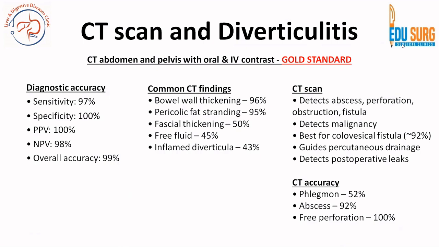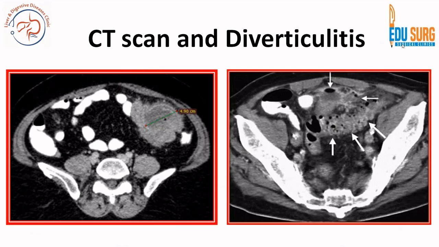As far as complications are concerned, the accuracy of CT is 100% for a perforation, 92% for an abscess, but only 52% for a phlegmon. So remember this data, this gives you an entire overview of what a CT scan can do in a patient with diverticulitis.